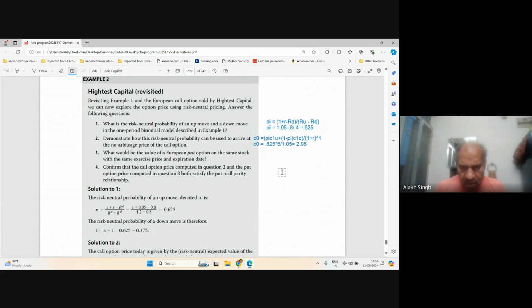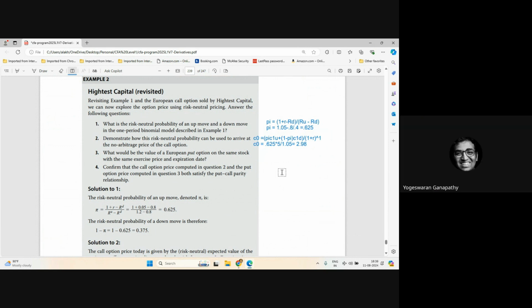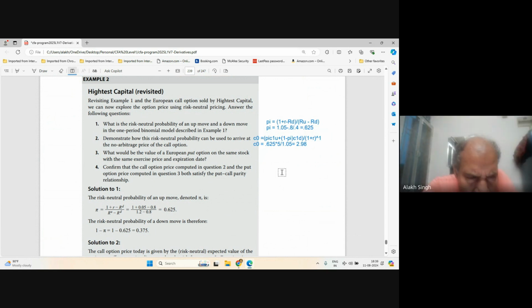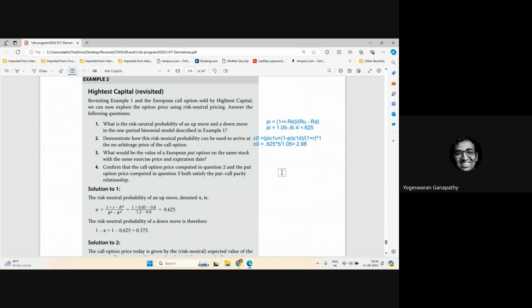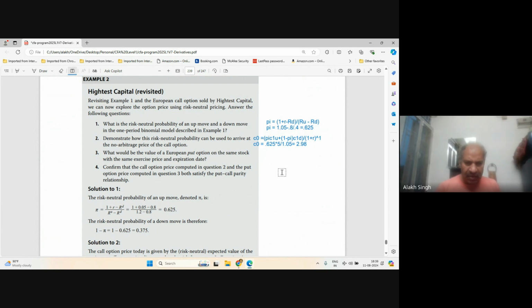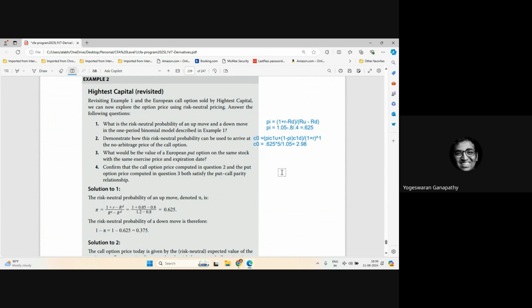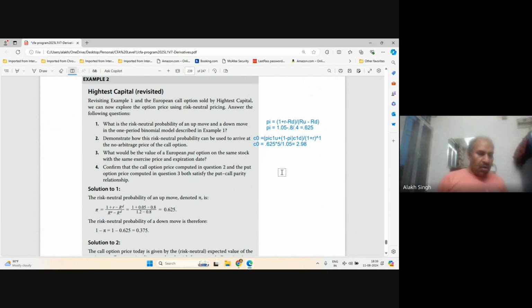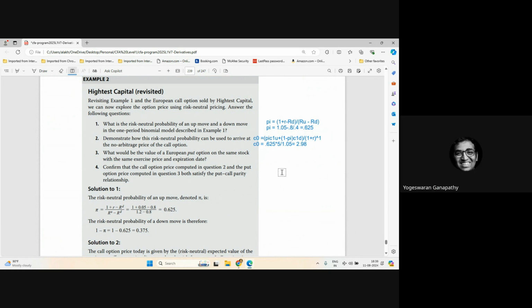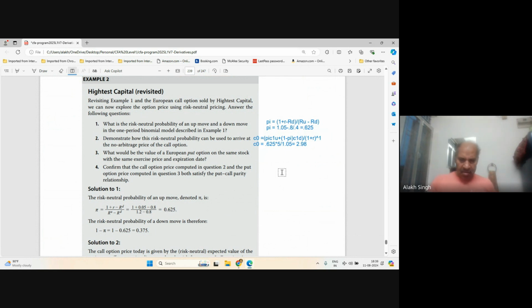And question number 3. So what would be the value of the European put option on the same stock with the same exercise price and expiration date? So let's calculate the put as well. Or should we calculate using this formula? Of course, you have the same formula for this. Okay, so let's use this formula. So let's calculate P0.